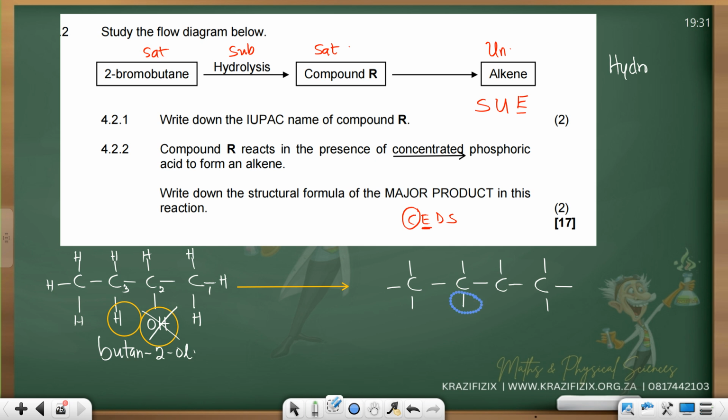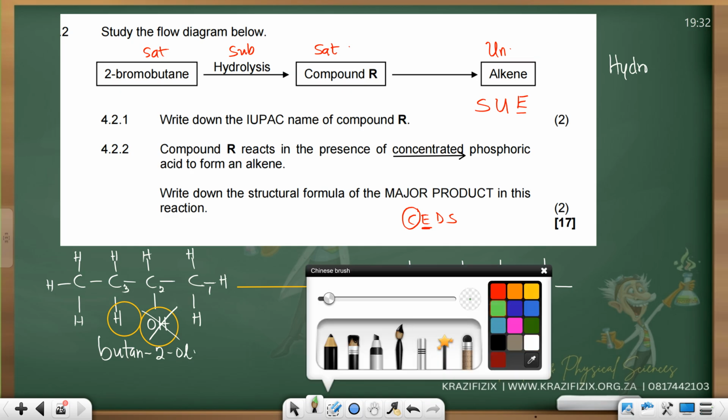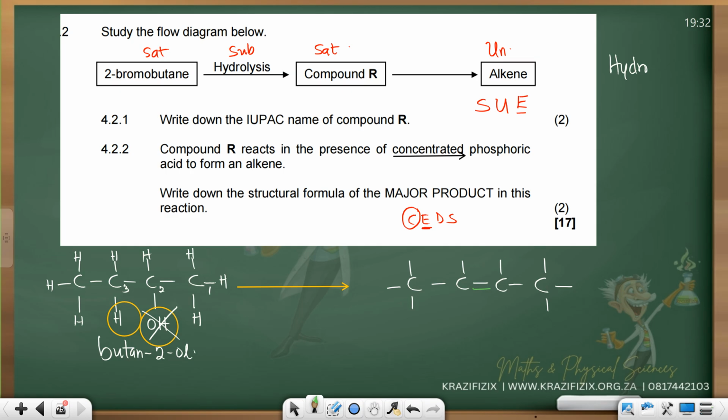So, guys, check. If we remove this, what do you notice is going to happen? Do you notice what's happening there? Carbon must always be bonded by what? 4. Do you notice now that I have to make carbon have 4? So what do I do? Put a double bond there, and that gives me my alkene. And that is called the major product. Plus, by the way, we removed water. You must always check. Did that make sense? And we're done.